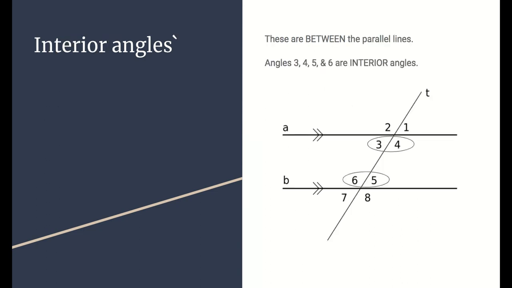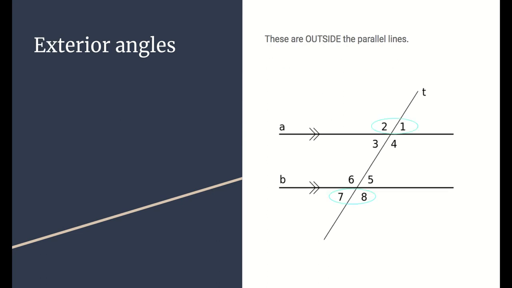Now, when we talk about angles, we're going to talk about where they are in relation to the parallel lines. So if they are inside the parallel lines, we're going to call them interior angles. Just like if you were to paint the interior of your house, you'd paint the inside of your house, right? So angle 3, angle 4, angle 5, and angle 6 are all interior angles, okay?